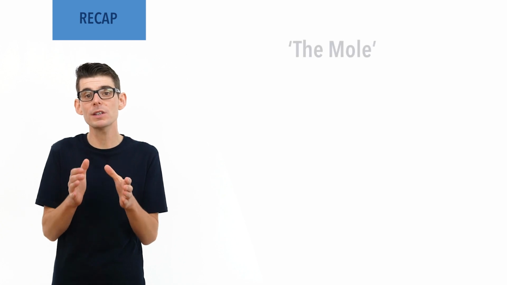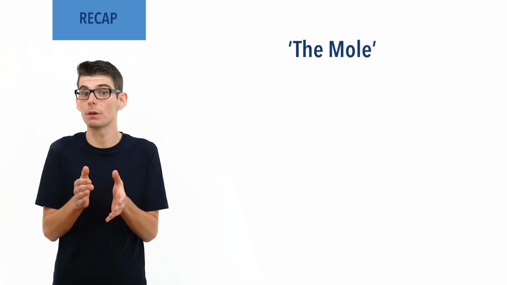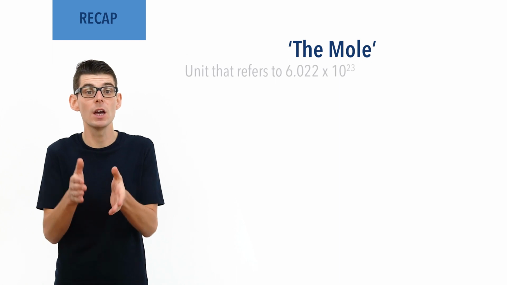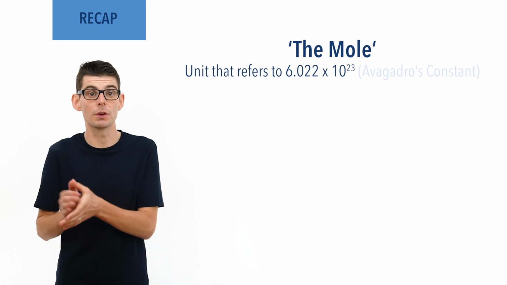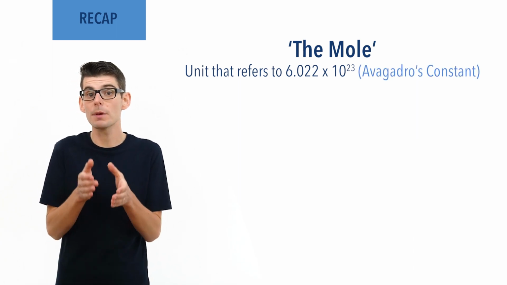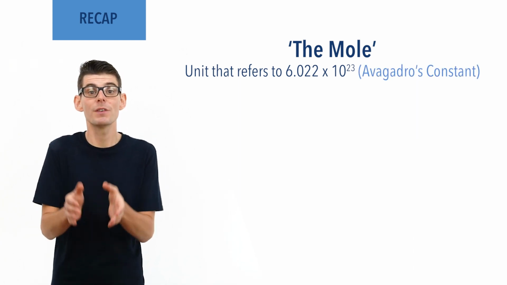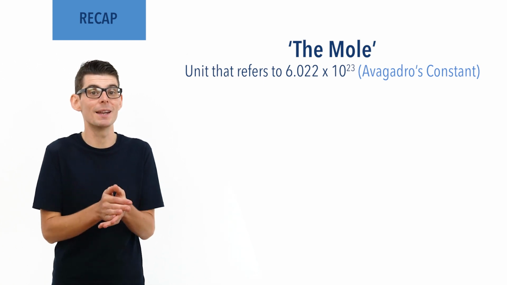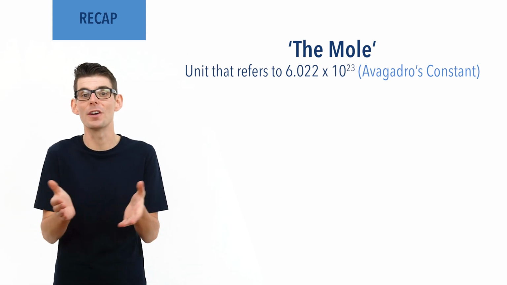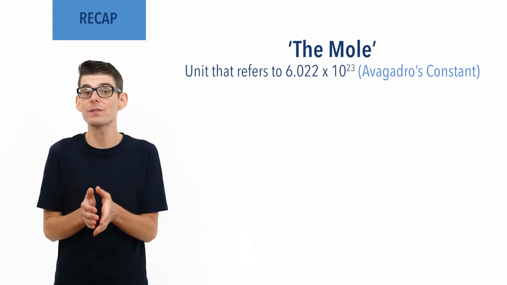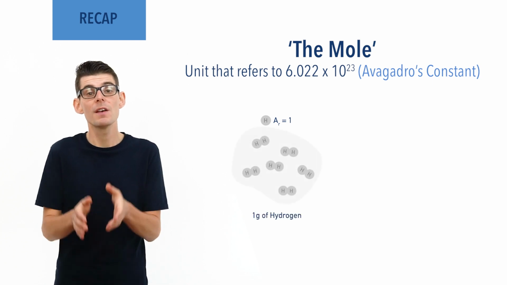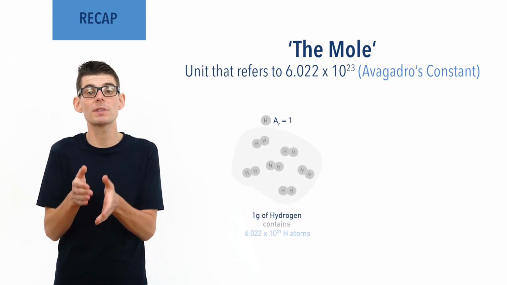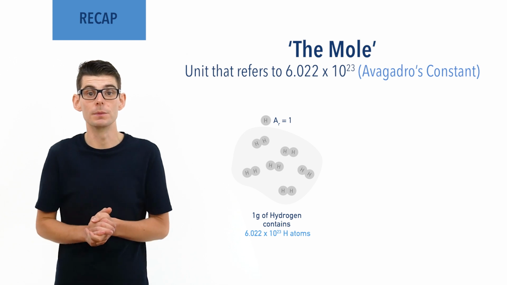As a quick refresh for this video, however, the mole is a term used to describe 6.022 times 10 to the 23 of something. The value 1 mole refers to is known as Avogadro's constant and comes from the number of atoms in a sample of an element that has the same mass value as the element's relative atomic mass. For example, hydrogen has a relative atomic mass of 1, meaning in 1 gram worth of hydrogen there are 6.022 times 10 to the 23 hydrogen atoms.